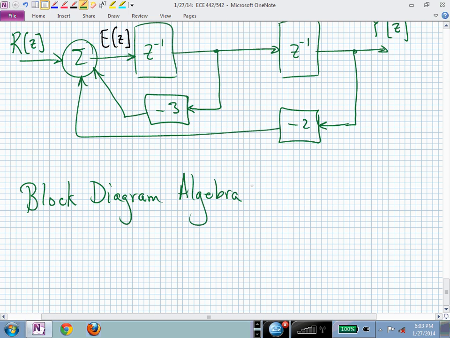Block diagram algebra. What I said is I'm going to try to write these in terms of the signals coming out of my summing junctions, and I only have one summing junction, so I'm going to try to write an equation in terms of E of Z. Well, that's just the sum of all of those coming into that junction. One of those signals is R of Z. So now I have a signal equal to a signal. That seems to be consistent.